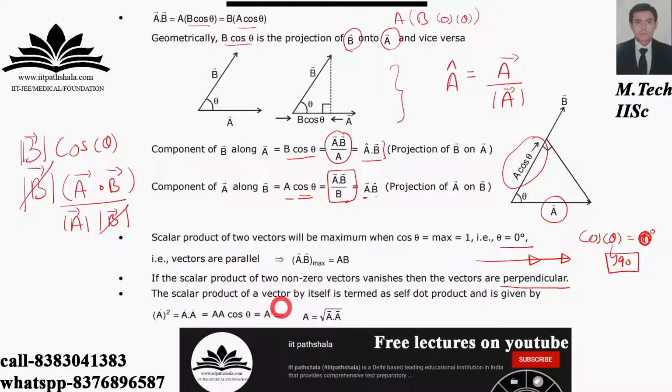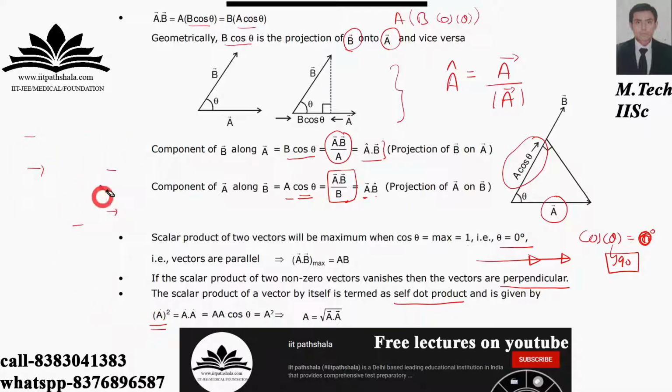Scalar product of a vector by itself is termed the self dot product, and it is given as A square, as I've told you about the unit vector multiplication itself. Now if you are not having the case of a unit vector, but a simple vector, then you can dot product it with itself and you will have A square. Let me show you how.